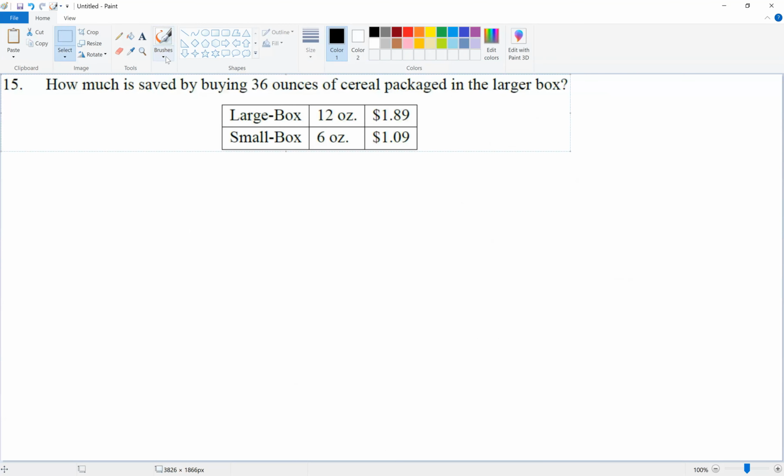Zion, number 15. Yes, number 15. How much is saved by buying 36 ounces of cereal packaged in a larger box?